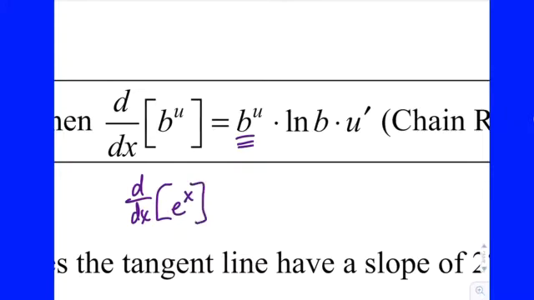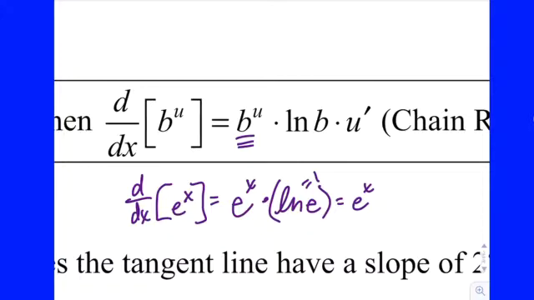So why is it that the base e is the only one that is its own derivative? Well, if we use this rule, the derivative of e to the x is going to be itself, e to the x, times the natural log of the base. Well, the base is e. Guess what the natural log of e is equal to? It's equal to 1. Okay? So it turns out that e is the only exponential function that is its own derivative. Pretty special.